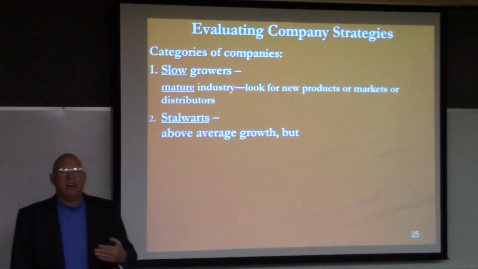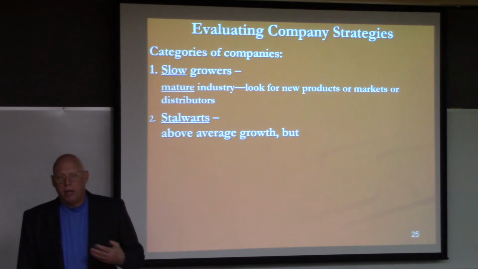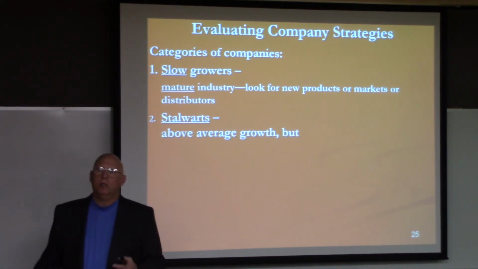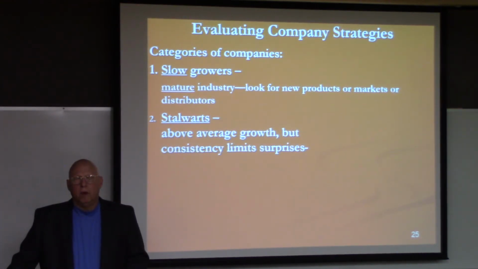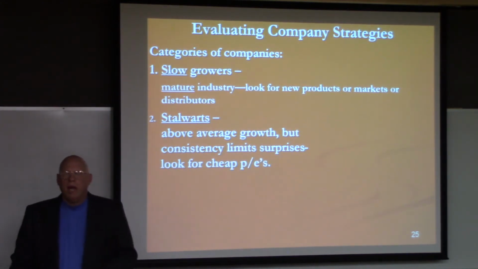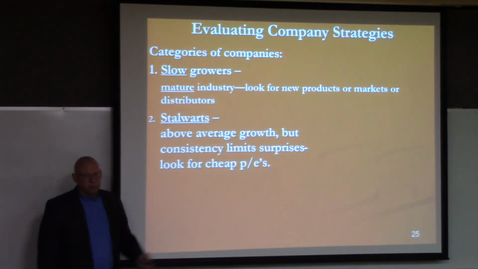These companies still have above average growth. I would say that Walmart is a stalwart. I would say that Amazon is becoming a stalwart. In the next few years, Amazon is going to be so large that the growth will slow and it will become a stalwart. Above average growth, but there won't be many surprises anymore, okay, from these companies. And in this group, you're going to look for cheaper PEs.